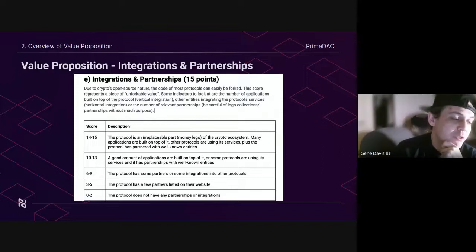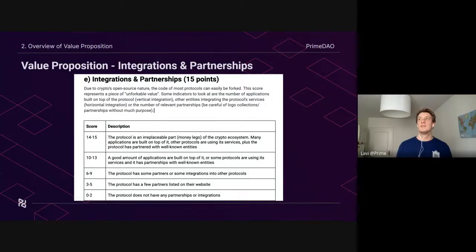Would a token swap be a considerable metric, or is that kind of passive and not really a partnership or integration? Yeah, no, it's rather passive, I would say.